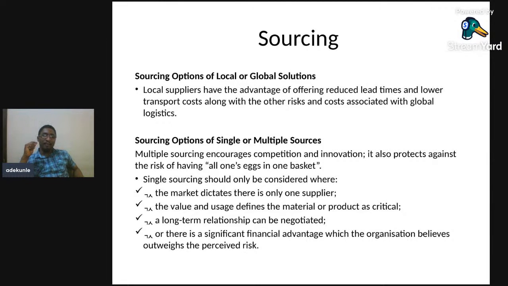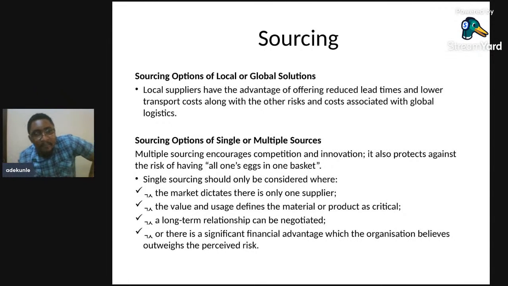They will also have sourcing options, depending on whether you want to source from multiple sources or from a single source. Understand that multiple sourcing always encourages competition and innovation, and it also protects against the risk of putting all your eggs in one basket.